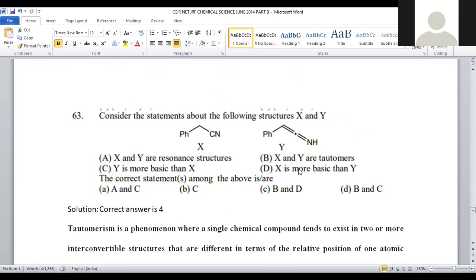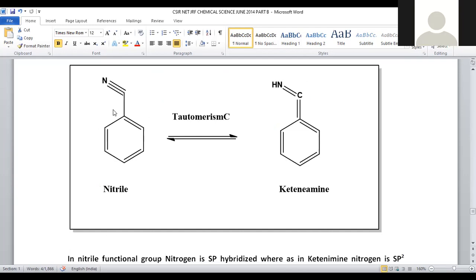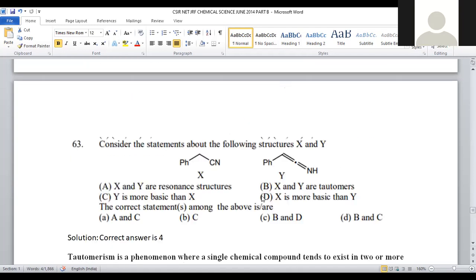Rather, both are tautomers. What is tautomerism? Tautomerism is nothing but the shifting of a simple functional group. Here what we are doing is that hydrogen is shifted from the carbon atom to the nitrogen atom, so that the cyanide got converted into ketenamine. Here you can clearly observe a carbon nitrogen triple bond in the nitrile functional group. Upon tautomerism, a carbon nitrogen double bond and a carbon carbon double bond are generated. This is known as ketenamine. Both are said to be tautomeric forms.